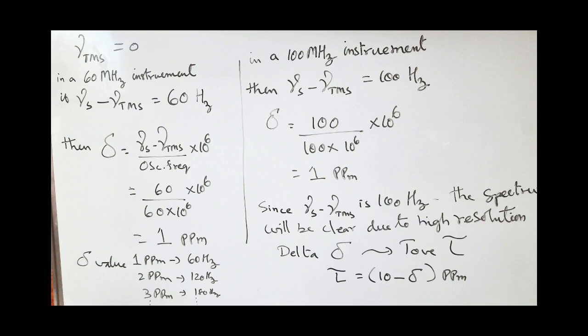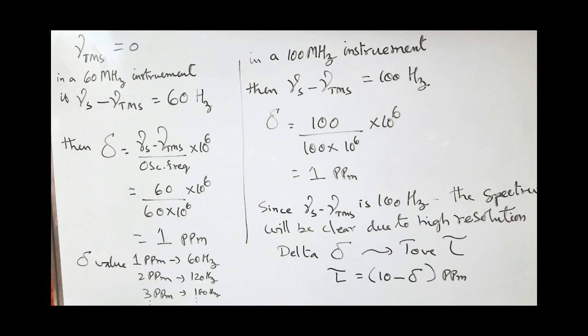So if you convert the chemical shift value into frequency of absorption, it is very clear from the calculation that 1 parts per million is equal to 60 hertz. If the frequency of absorption of the sample is 60 hertz, then only you will get 1 parts per million as the answer, the chemical shift value. So 1 parts per million is equal to 60 hertz.